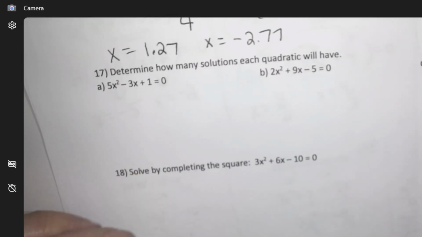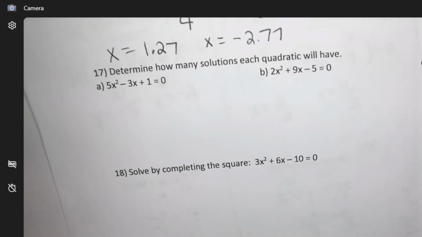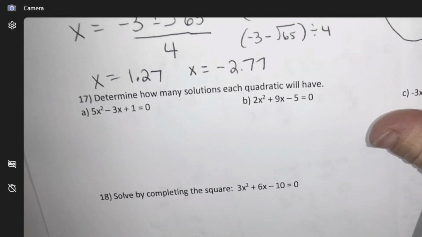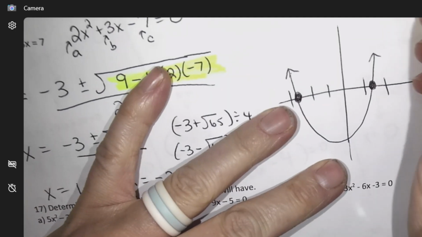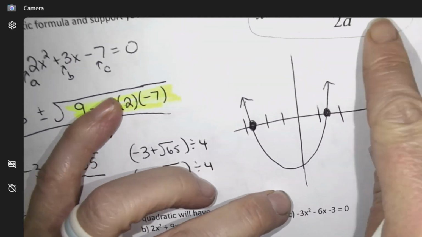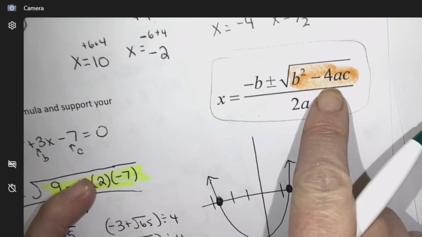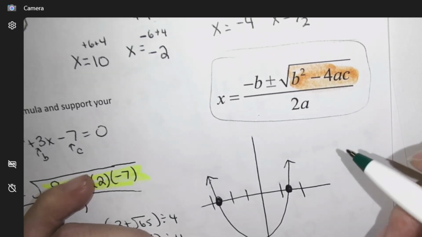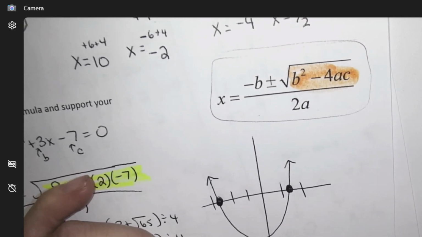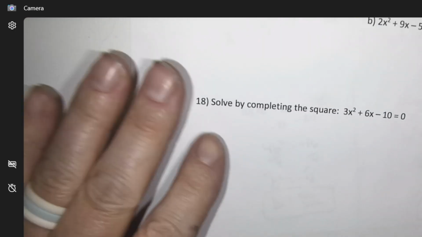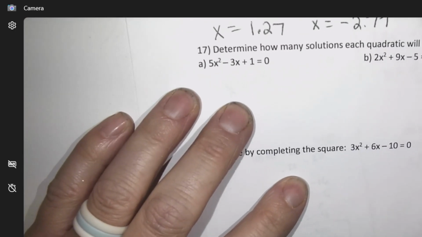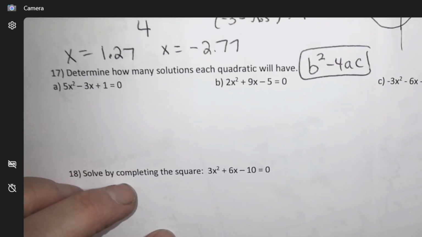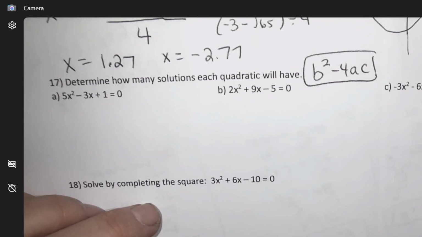Okay, 17, this will be a quick question here. How many solutions are there? So what do I worry about? I'm only worried about this square root part, which is called the discriminant, okay, because I have some rules about that. So I'm only worried about b squared minus 4ac. That's all I want.